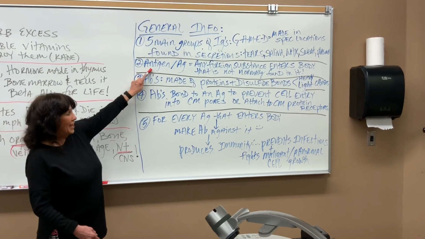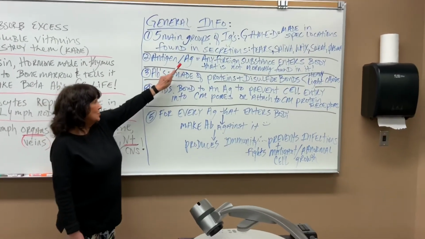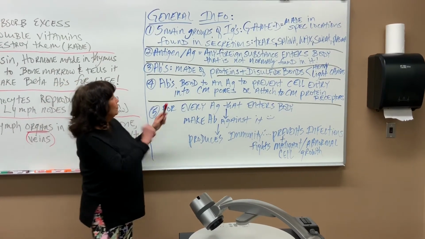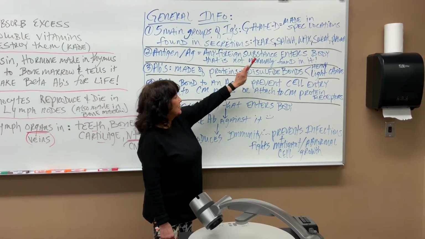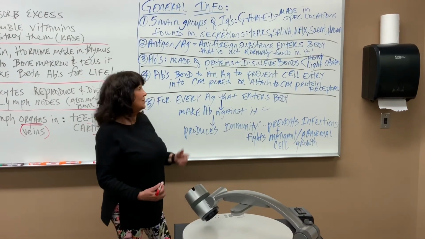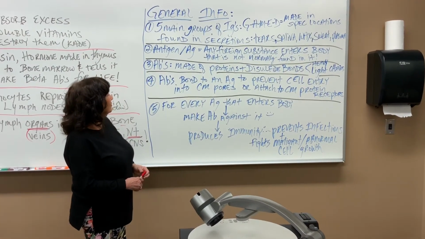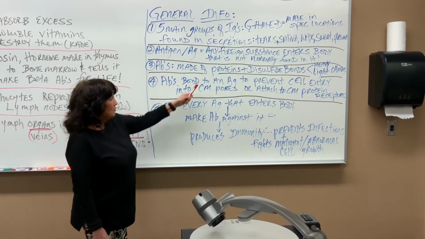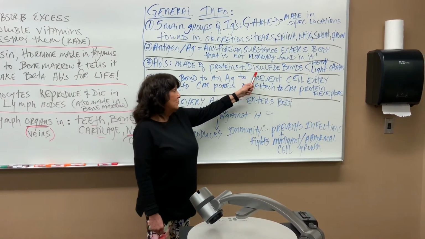Second thing, what's an antigen and what's the abbreviation? AG, little g. So any foreign substance that enters the body that's not normally found in it, that's an antigen. Now, antibodies are number 3, the ABs, made of proteins and disulfide bonds.